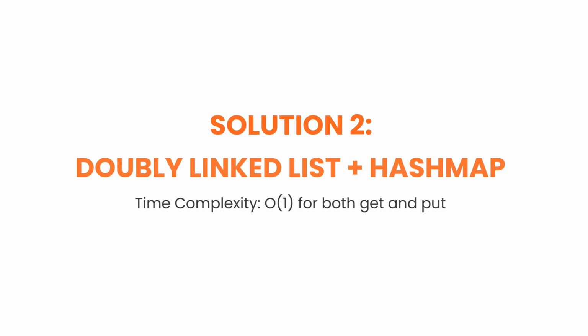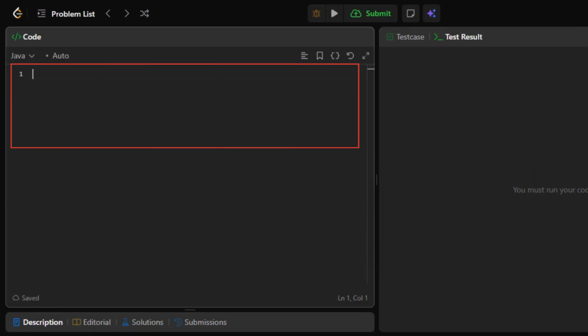Now let's implement the custom LRU design, combining a hash map with a doubly linked list to fully control eviction order in constant time. We combine a hash map for instant key lookup, a doubly linked list to track usage order, most recent at the tail, least recent at the head.